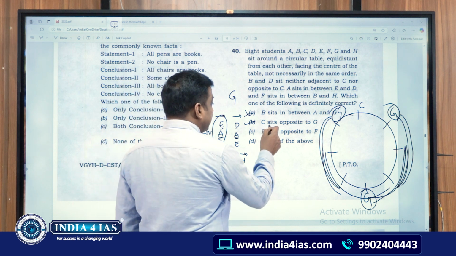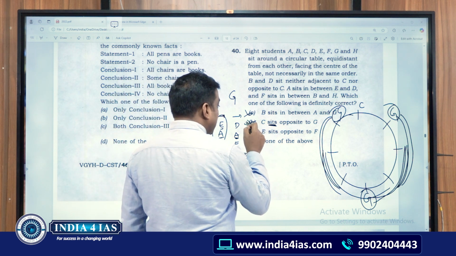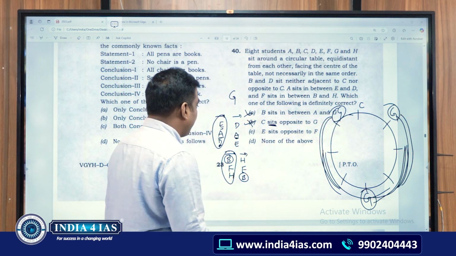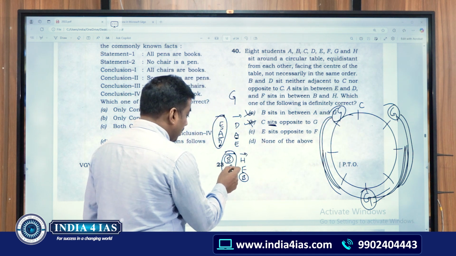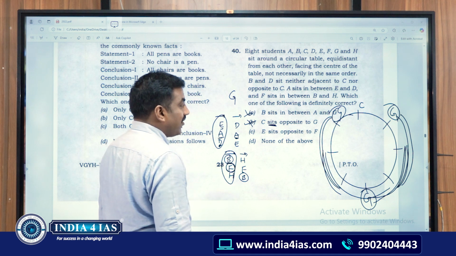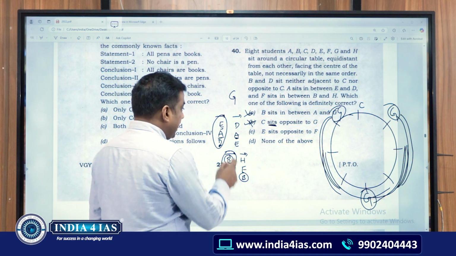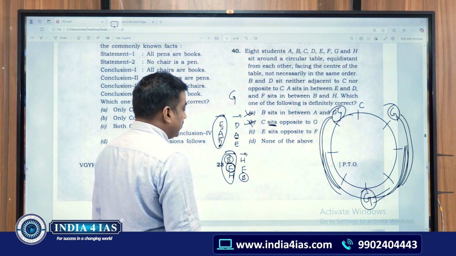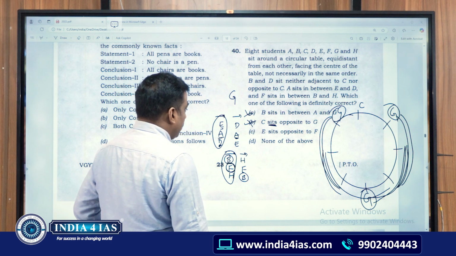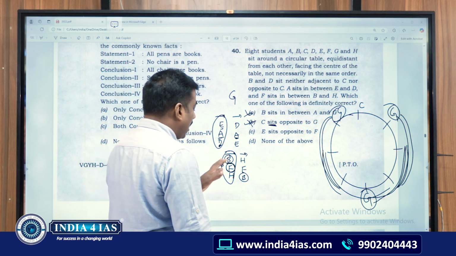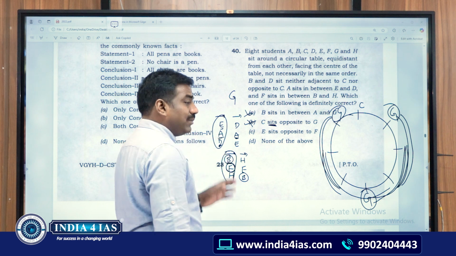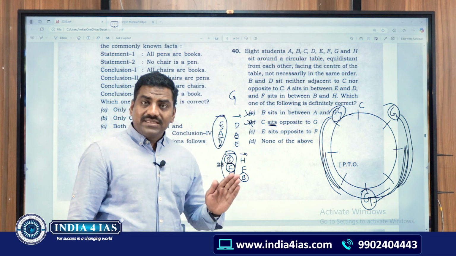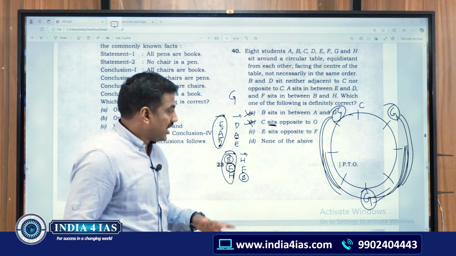When they say sits, this is definite. So, even G can come here. E sits opposite of F. No, not possible, because F is in the middle and E is at the extreme here. So, there is no possibility. They can sit opposite to each other, but not all the times.